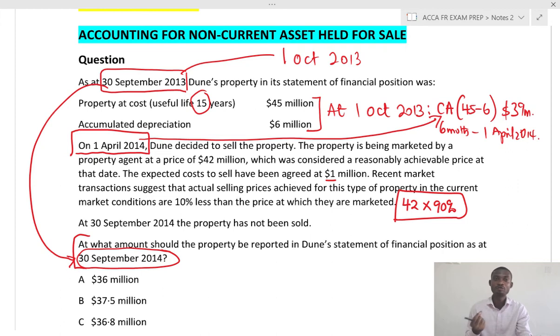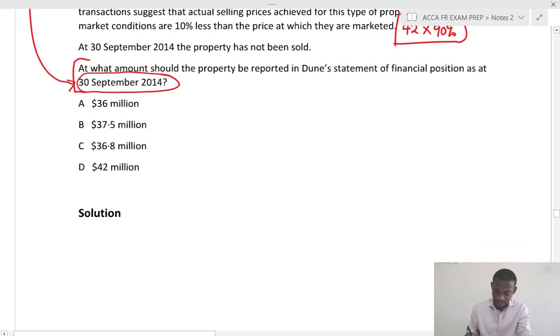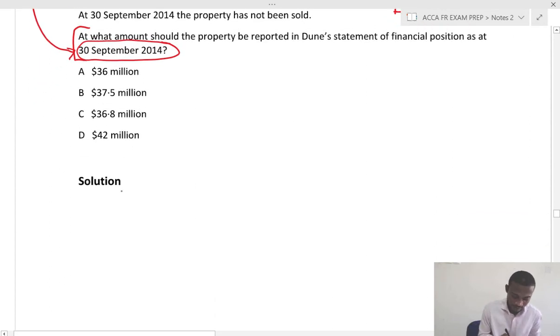Now, how do we do the measurement? The measurement for an asset held for sale. The standard says that it should be measured at the lower of the asset's carrying amount at the reporting date and the asset's net realizable value at the reporting date. Now, let's look at the measurement. What I need to do is find the carrying amount. So I'll say carrying amount at 1st April. I need to establish that.